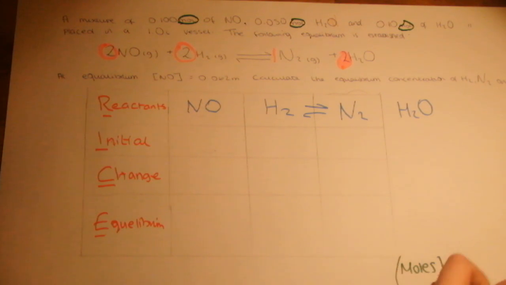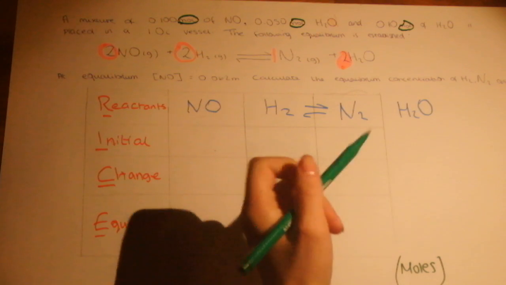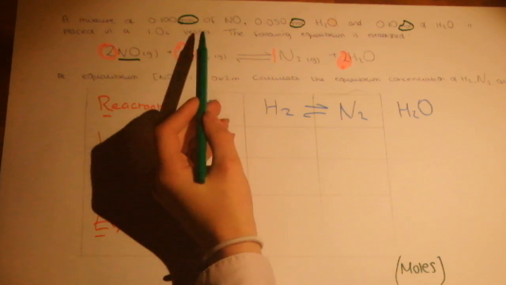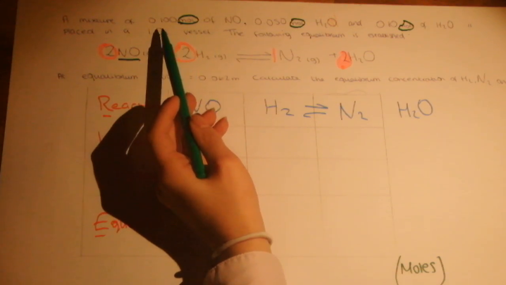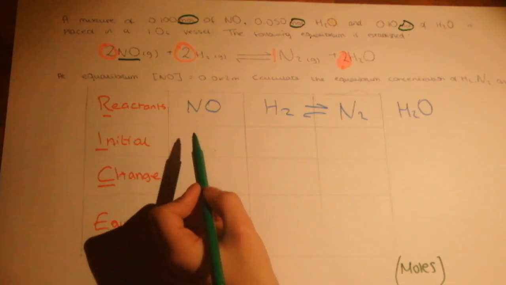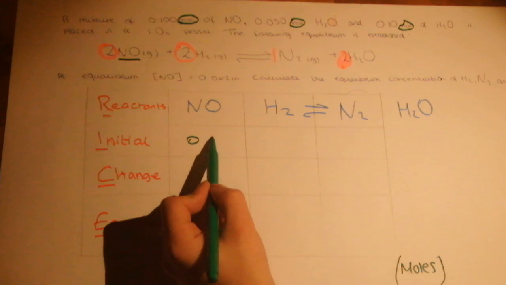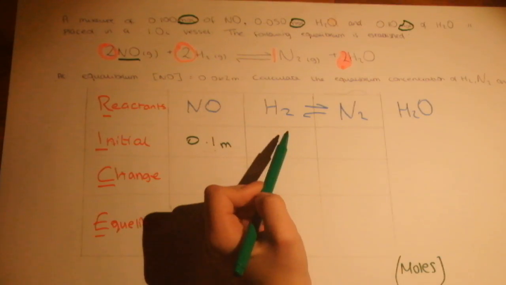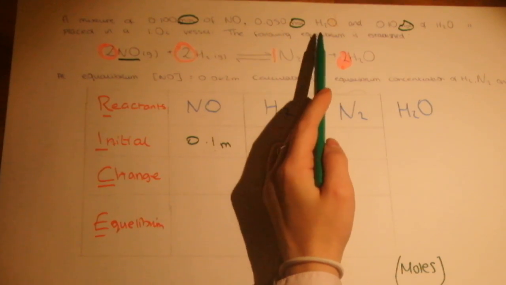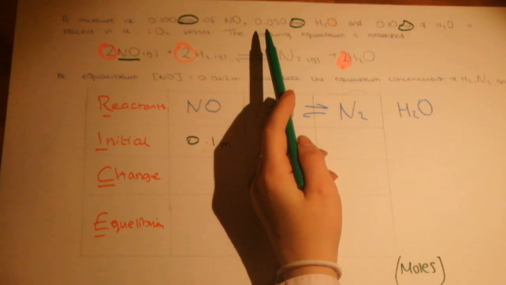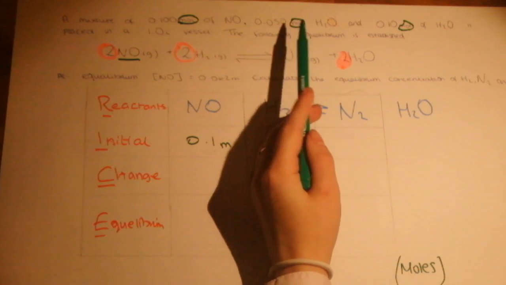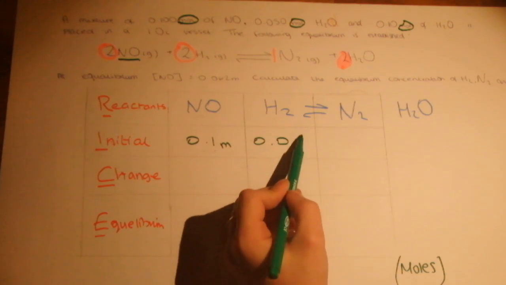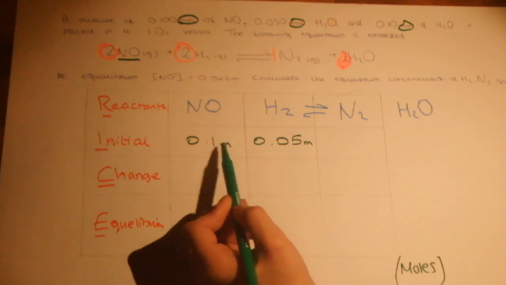So what do we know? We know that 2NO, which is here, they say in the question 2NO is 0.1 moles. So we would put 0.1 moles, because that's what we already know from the question. And then we'd do that again with the H2, so we already know that the initial, remember, is 0.05. So we put 0.05 moles of H2.